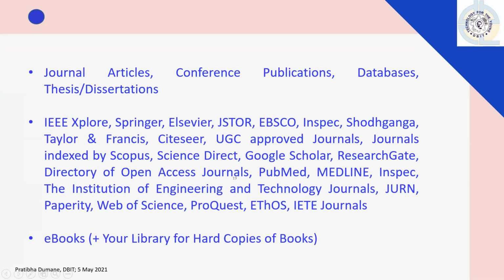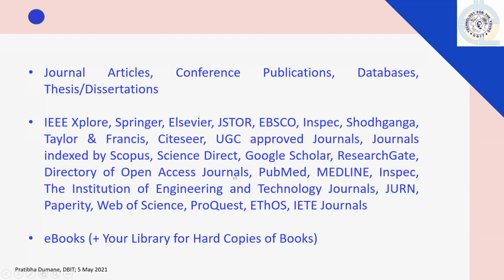Moving on, there are a number of websites which provide technical papers like IEEE Xplore, Springer, Elsevier, JSTOR, EBSCO, InSpec, Shodhganga, Taylor and Francis, Sightseer, and many UGC approved journals. You can search for journals related to your field of research.